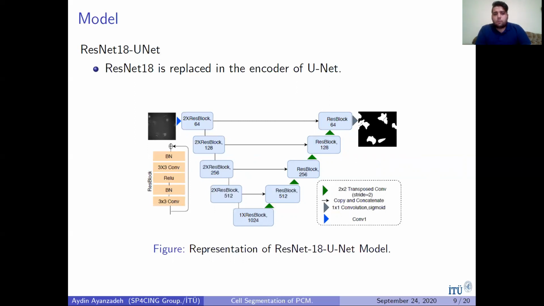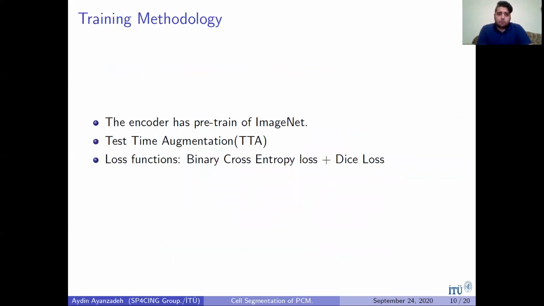So in each block, we apply the ResNet 18 blocks, and this architecture has the pre-trained weights of ImageNet. So our weight initialization has the ImageNet weights. For the training methodology, as I explained, we have the encoder of the ResNet 18, which has the ImageNet weights. But afterward, we also apply test time augmentation in the prediction step, which is important for improving the results. And we put that result in our experimental results.